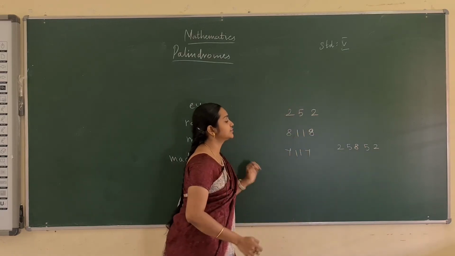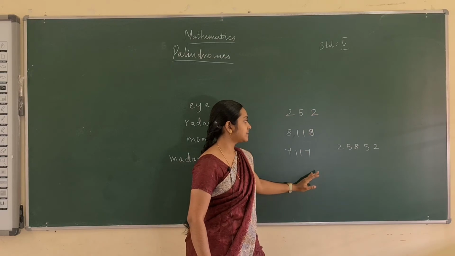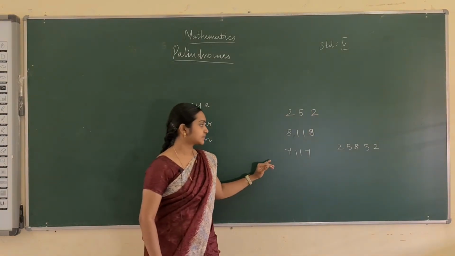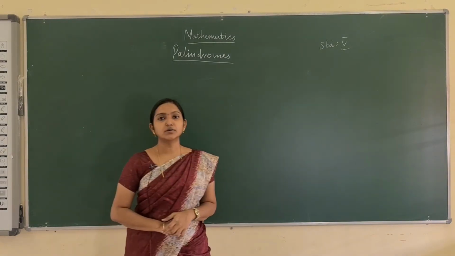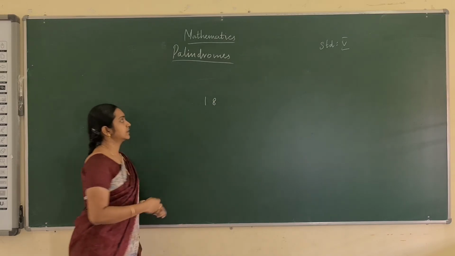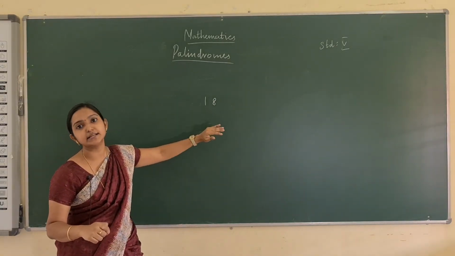This is also a palindrome. While reading forward and backward, we will have the same number. So such numbers are called palindromes in maths. Now consider the number 18. 18 is not a palindrome. Now we are going to change 18 into a palindrome number.